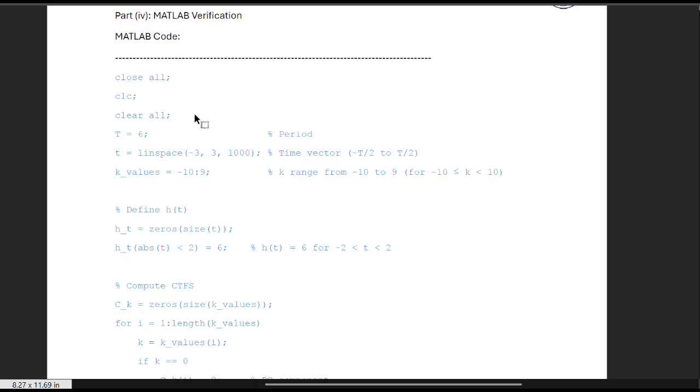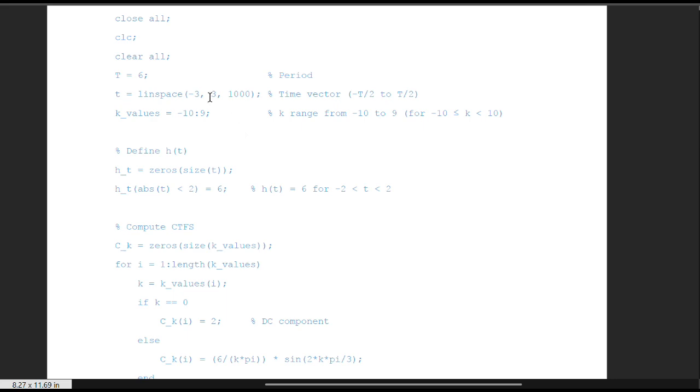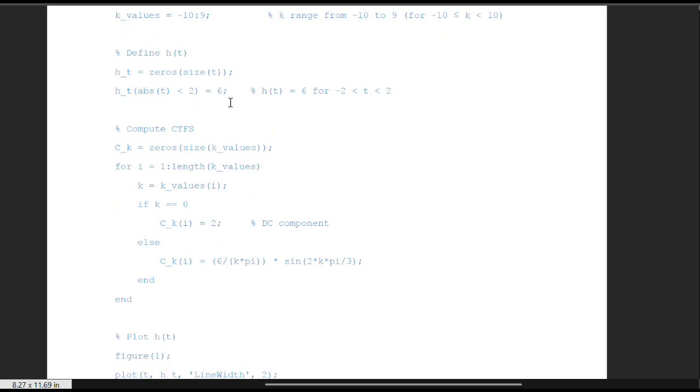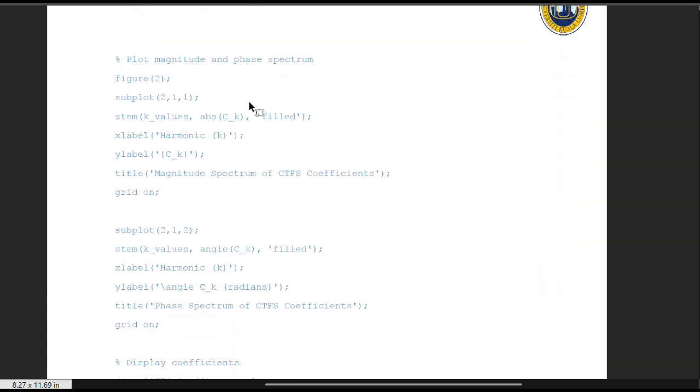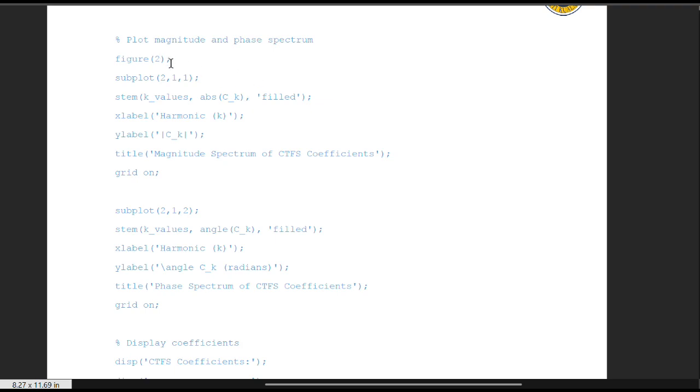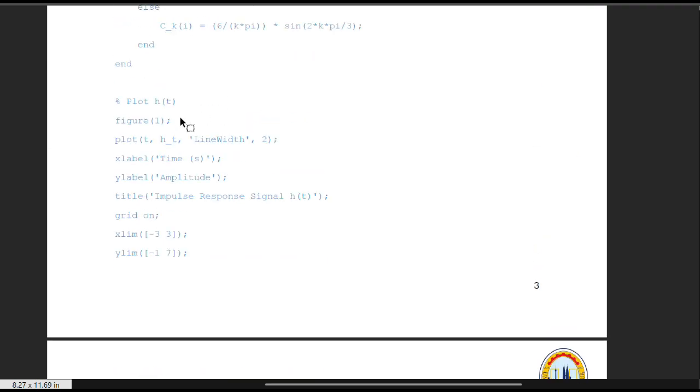So this is the MATLAB code that we generated in the MATLAB software. This is where we plot the magnitude and phase spectrum in figure 2. For figure 1, we plot the h(t), with X label and Y label. We can change it to whatever we want. This one.